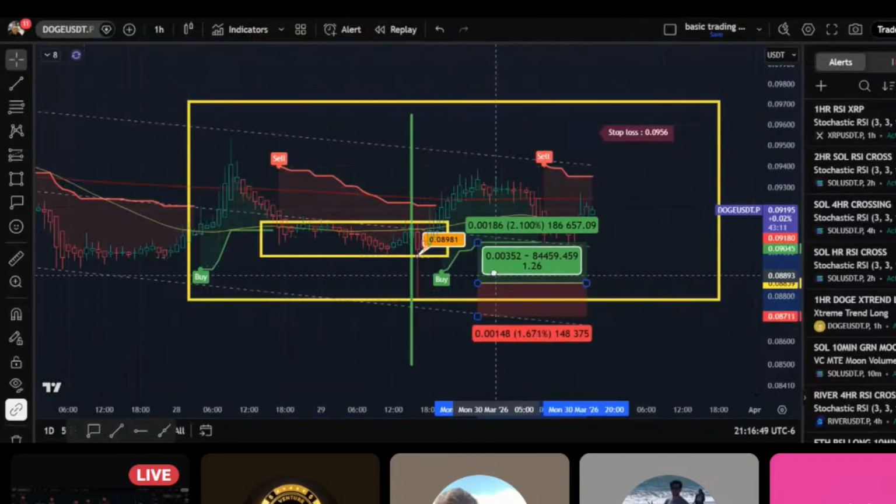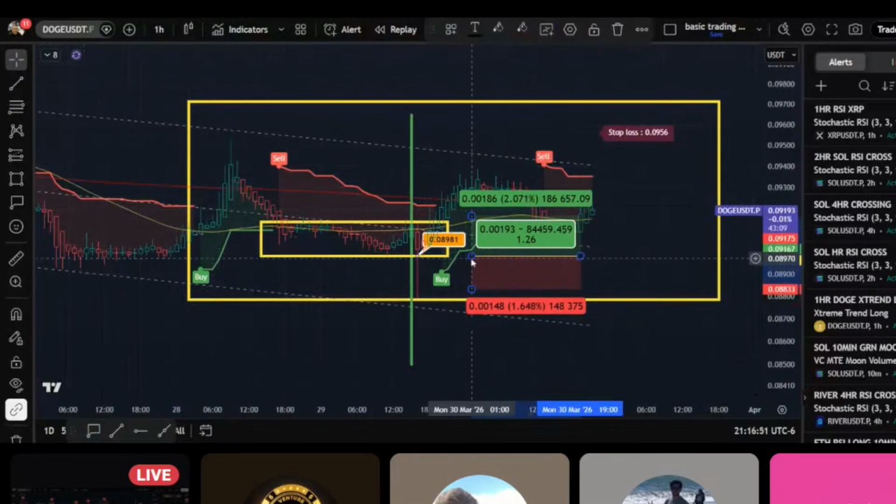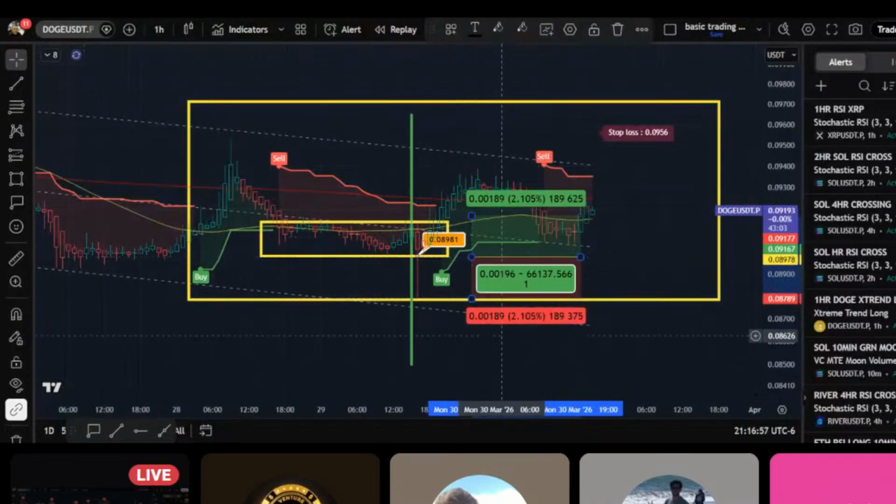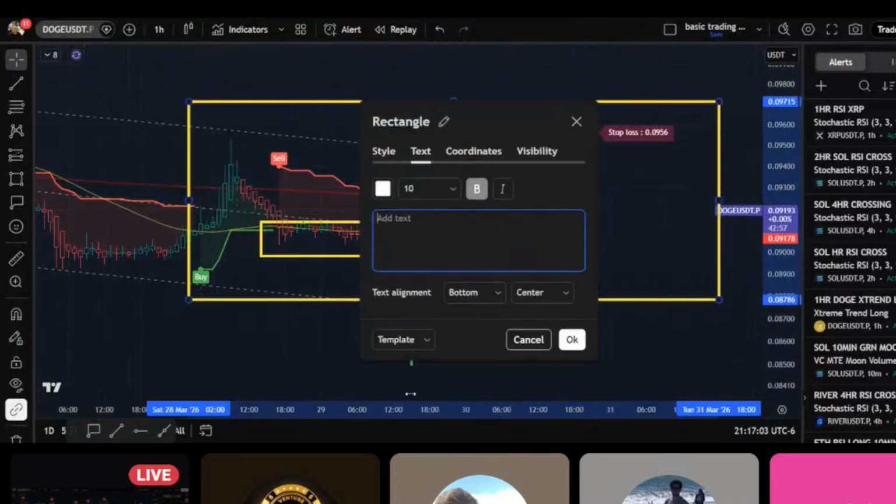That's not too bad. So here's the difference, right? So here's Doge. If we take this entry here at 89.81, this pullback ends up being 2.1. So let's go with a 2.3% pullback.